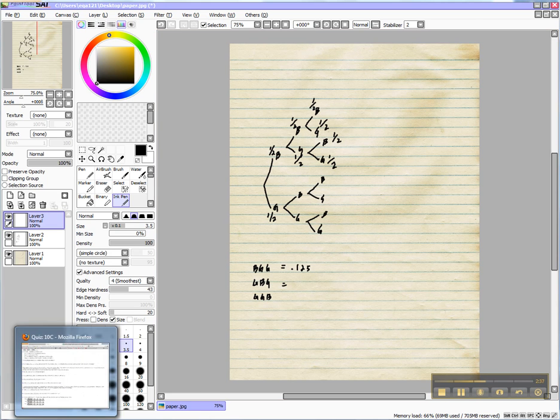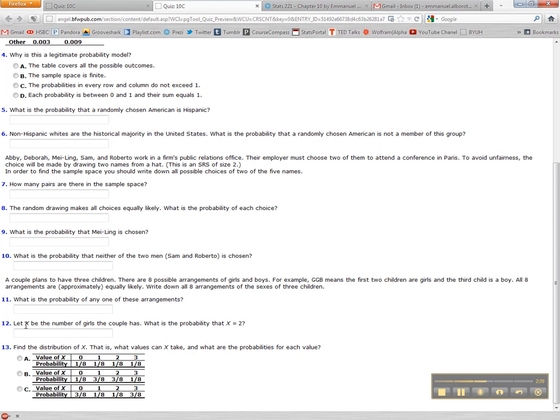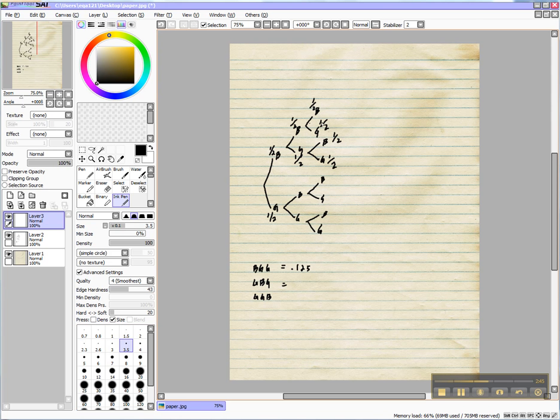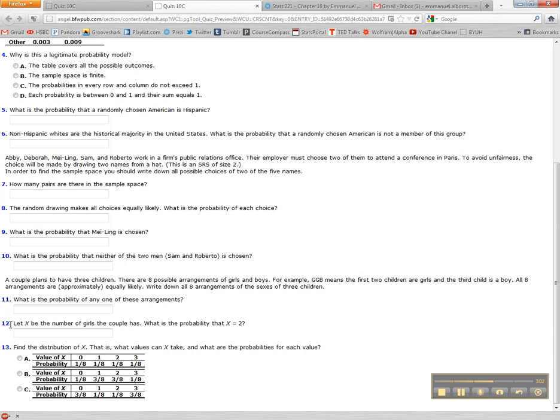For number 12, it says let x be the number of girls that couple has. What is the probability that x equal to? Actually, let me go back to that just so you should know. So number 11, it is 1 out of 8, right? So that's 0.125. So that is the probability that one of these arrangements can occur. Number 12 says let x be the number of girls that the couple has. What is the probability that x equal to?